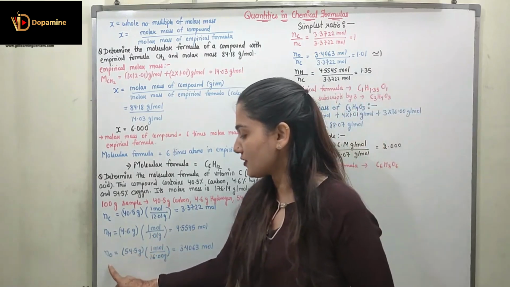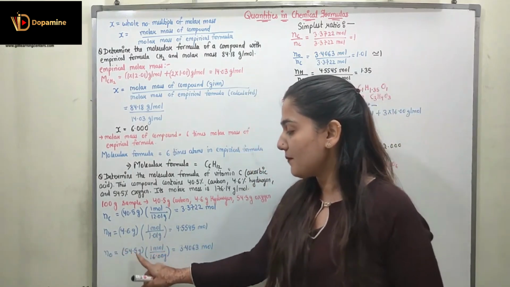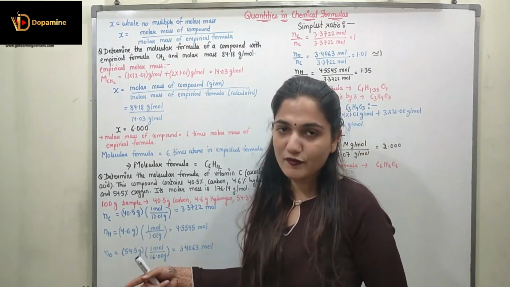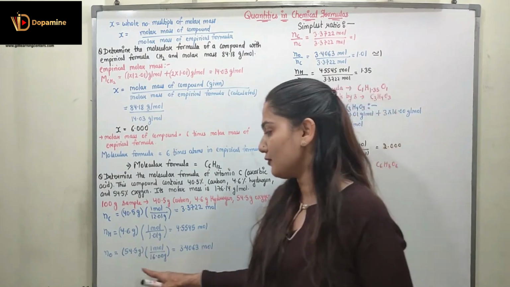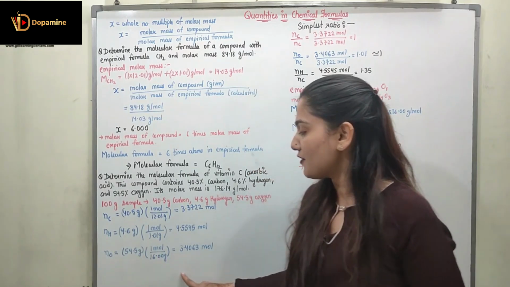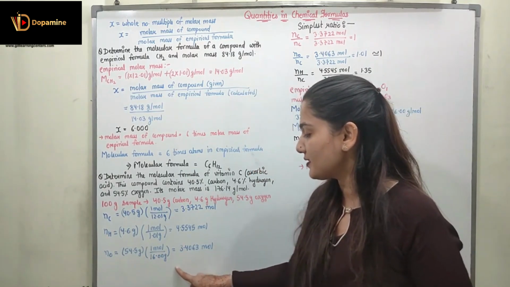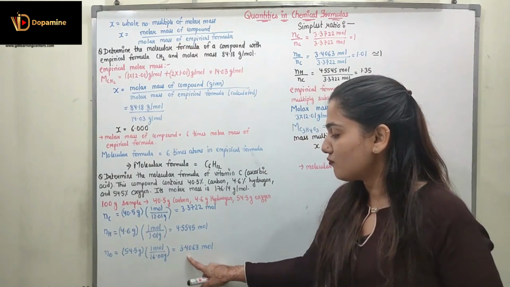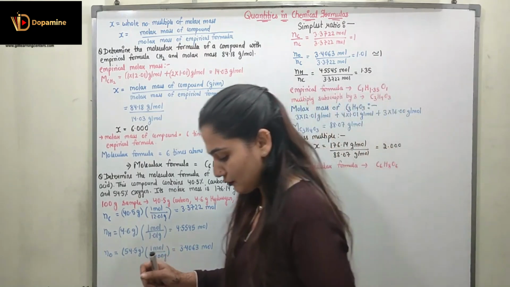Number of moles of oxygen here would be given mass upon molar mass. So molar mass of oxygen is 16.00, that we know. Given mass is 54.5 gram and the molar mass is 16. So here we get the number of moles as 3.4063 moles.